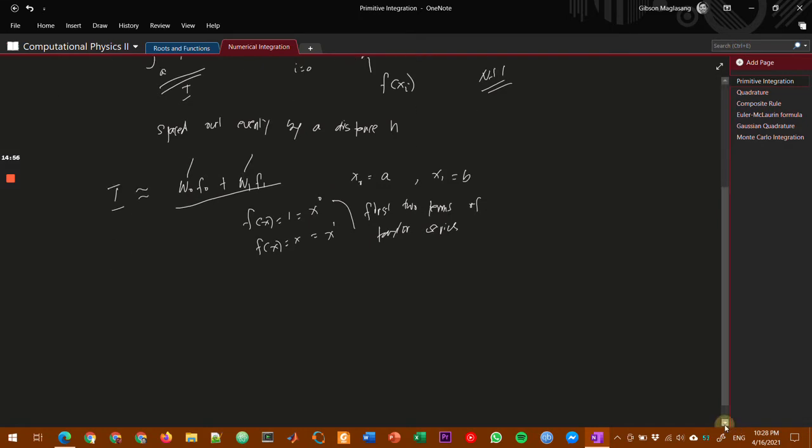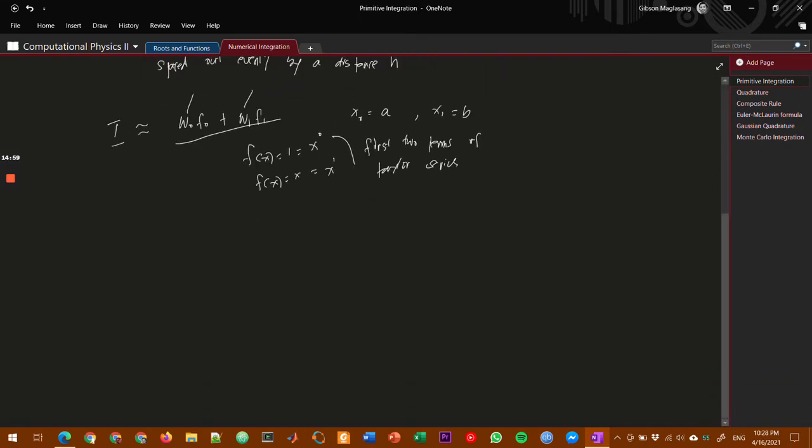By considering the exact solution for these two functions. We have f of x equals 1 and f of x equals x. So start with this one. You have x naught to x1 as the evaluation point, and the first function is 1 dx. If you integrate that, it is automatically x, right? I have x evaluated from x naught to x1, so this is x1 minus x naught.